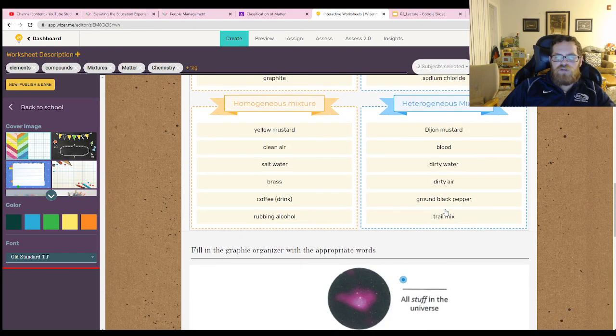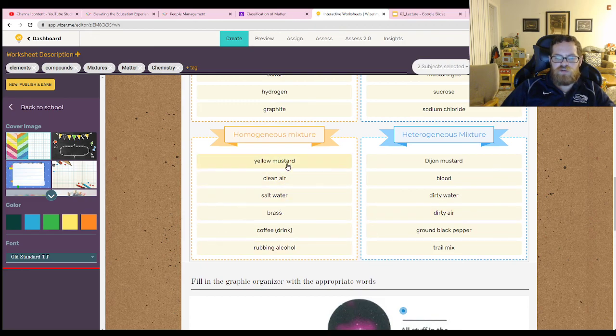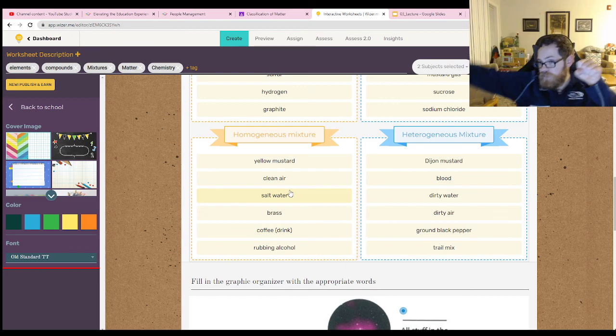Right, then we get into our mixtures. Homogeneous mixtures include yellow mustard, right? You can't really tell one part of yellow mustard from another. You can shake it around, but you can't really separate it. Clean air. Clean natural air is homogeneous, right? You can't separate one part of the air out without chemical intervention. You can't use a physical means to say, all right, I'm gonna put the oxygen over here and the nitrogen over here.